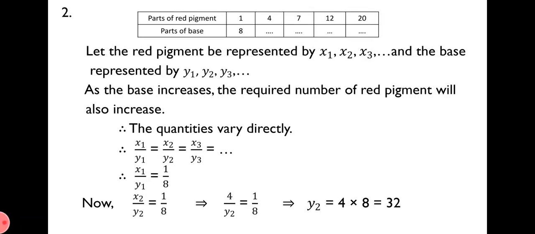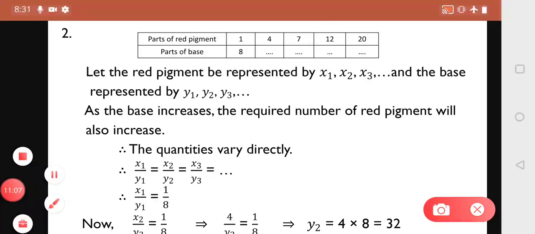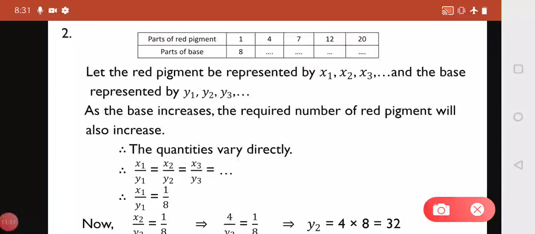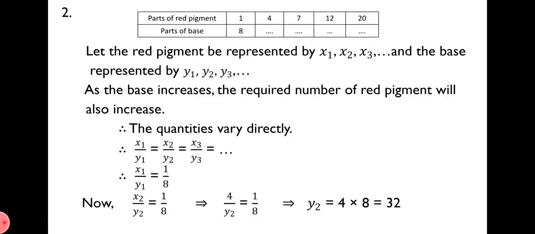So we will have x2 upon y2 equal to 1 upon 8. Now we know the value of x2 here, but we don't know the value of y2. But we know that the ratio should be 1 upon 8. So x2 we know is 4. So we will write 4 upon y2 equal to 1 upon 8. Now again here you can see that y2 will go up and 8 will go there. So it implies that y2 equal to, we will do cross multiplication. So we get y2 equal to 4 into 8, that is equal to 32.